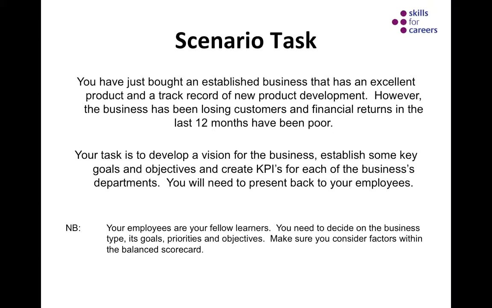We finished the session by looking at a scenario, and in groups we worked through this little exercise to get you thinking about it and put you in the shoes of someone who just bought a business with an excellent track record, but has been losing customers over the last 12 months. The task was to establish a business vision, to set goals and objectives, and try and identify some KPIs. And it's a useful little exercise to do on your own team or on your own department. And that was the end of the session.